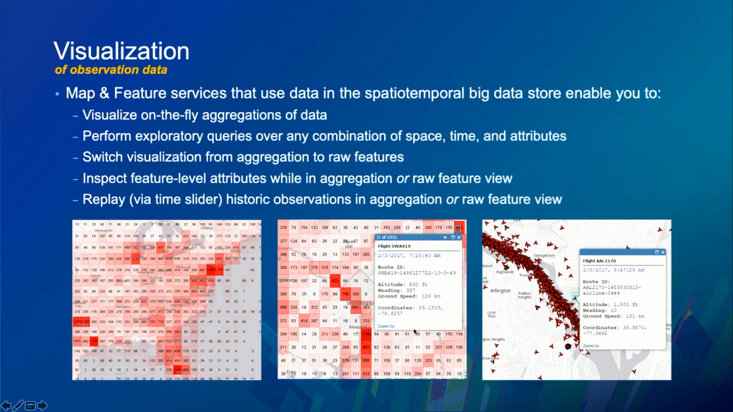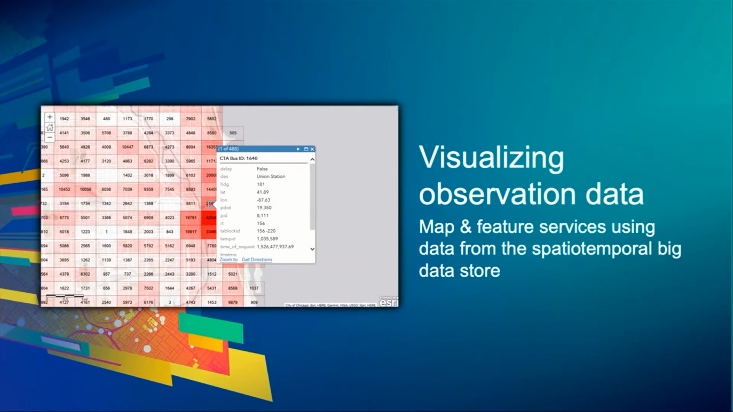If your data contains time information, you can also use the time slider to replay historical observations. That allows you to review how the data changes over time. Combining all these visualization capabilities enables you to query and display data on any combination of time, space, and attribute. Next, we're going to give a demo to see how the aggregation works.